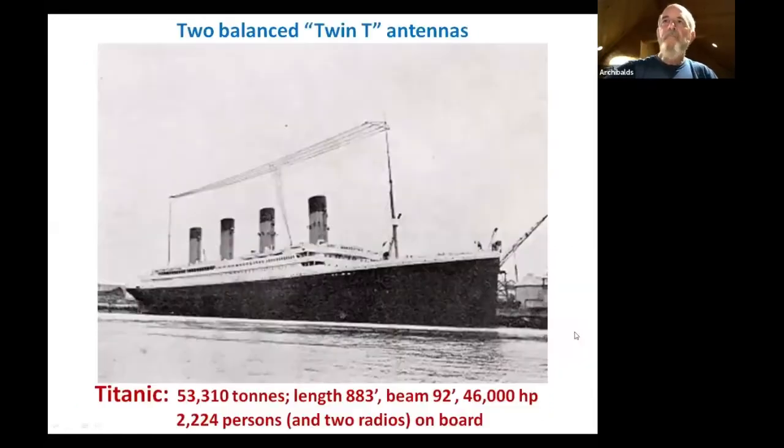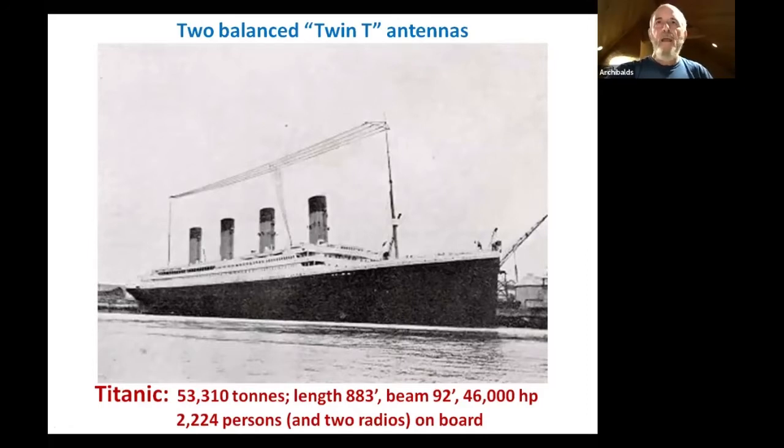Okay, here's the Titanic, and you can see here's its antenna. Just to give you some dimensions of this ship: its displacement was 53,000 tons, a bit under 1,000 feet long at 883 feet, 92-foot beam across, and 46,000 horsepower. Interestingly enough, it had two of the standard propulsion of the time, triple expansion steam engines, but it also had three screws, and the center screw had a Parsons steam turbine.